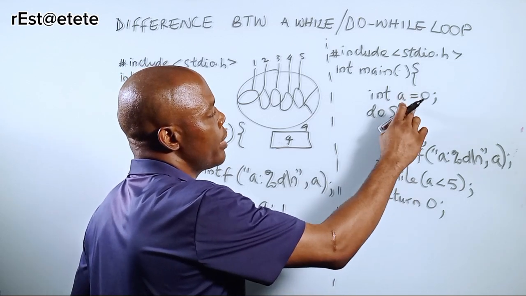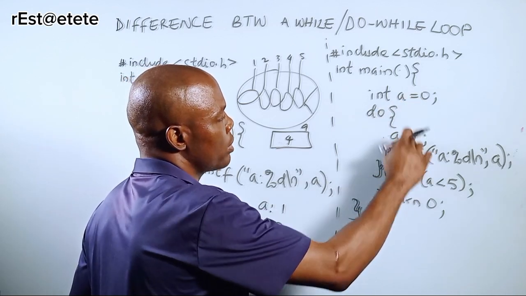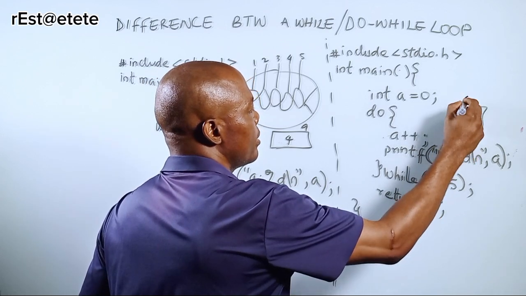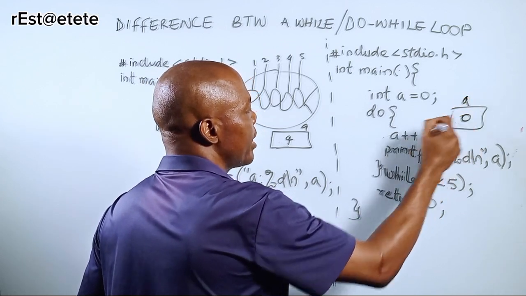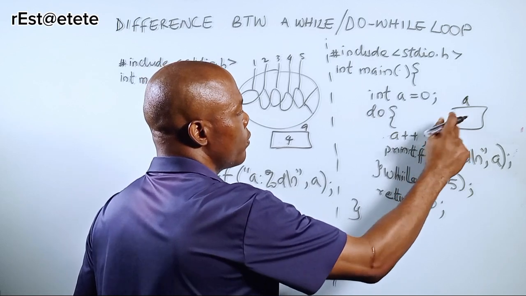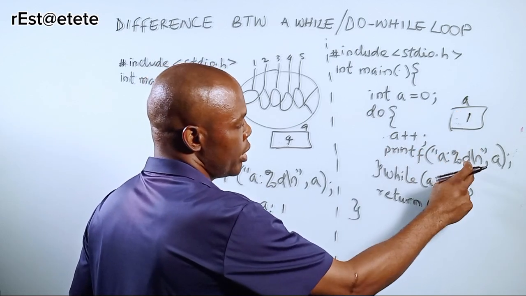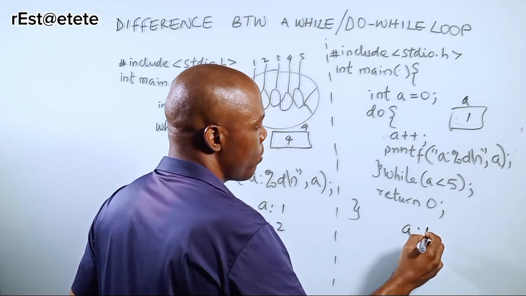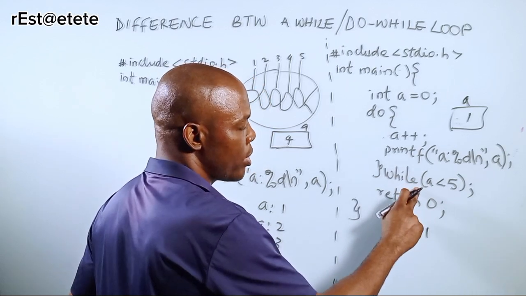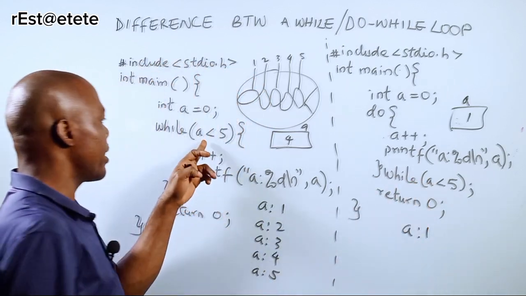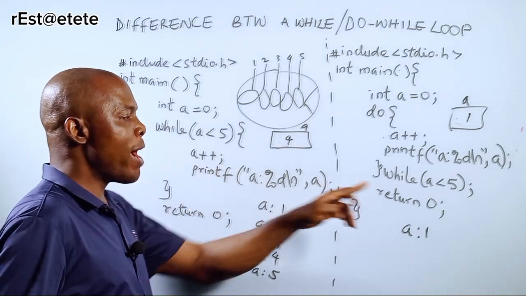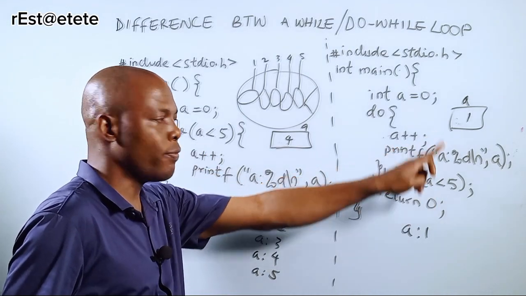Now, you have your A. It will do A plus plus. Initially, A is 0. A plus plus will give you 1. Then it will print out this. So it will print out A, 1. Then it will check the condition. So here, it is checking the condition before entering the loop, while here, it has entered the loop before checking the condition.